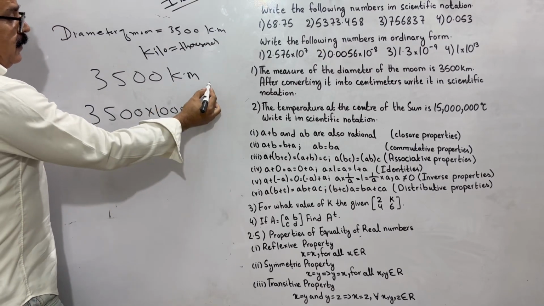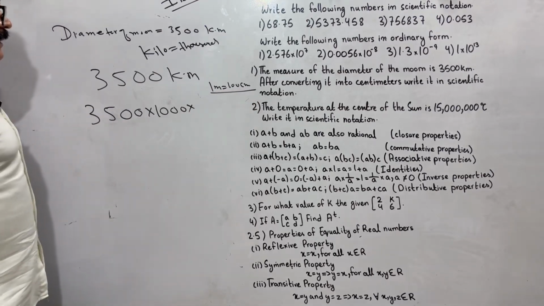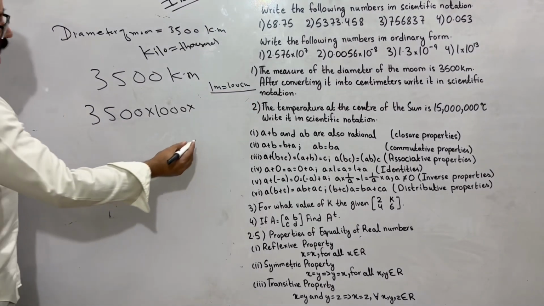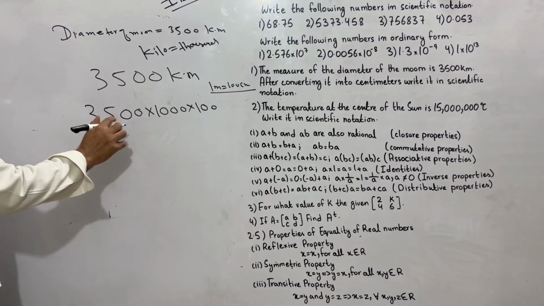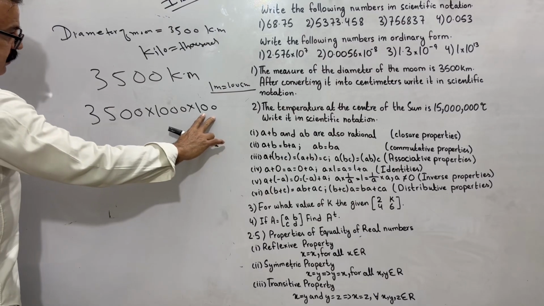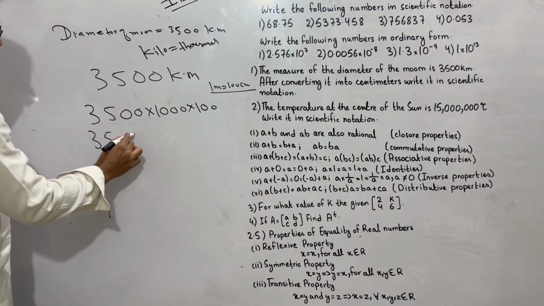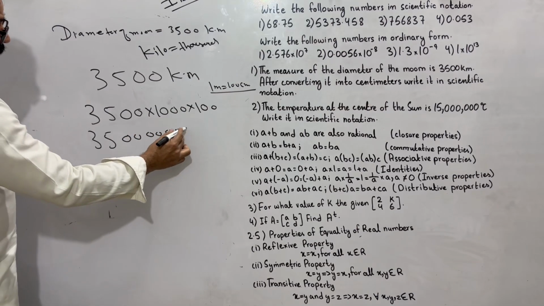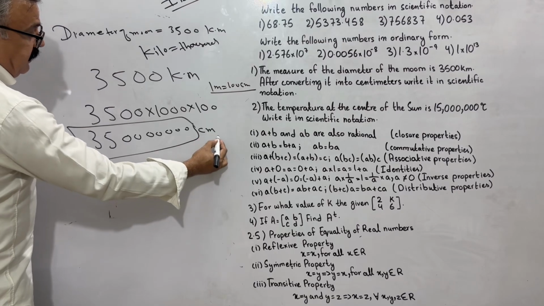And we know that 1 meter has 100 centimeters, which means 1 with double zero. So how many zeros are there in total? Total 7 zeros are there. That is the overall calculation in centimeter.